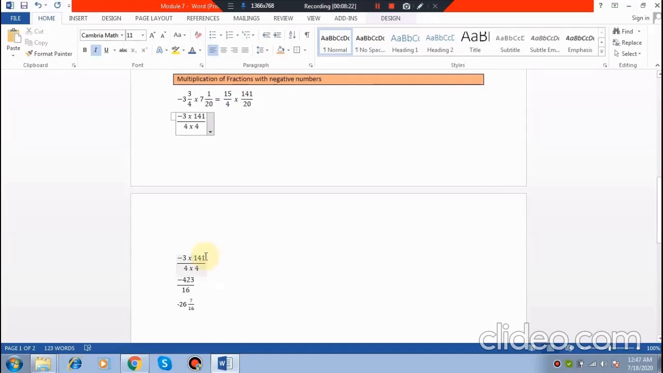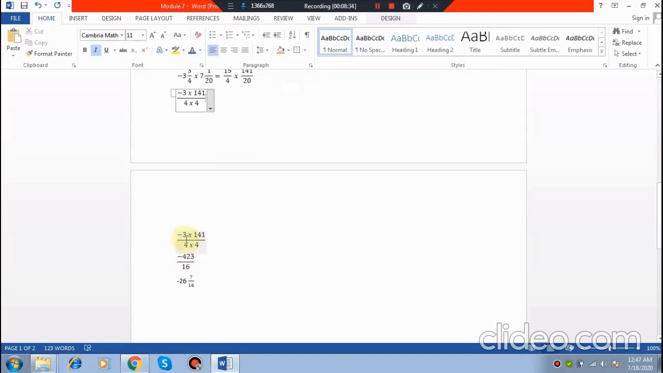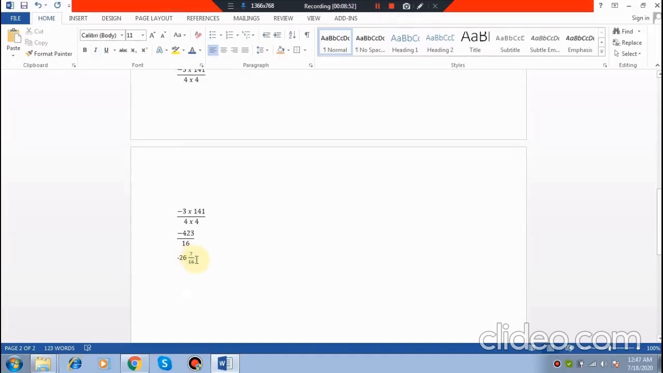Now we're going to this stage where we multiply the numerators and the denominators, right? So 3 times 141 gives you 423 over 4 times 4, which is 16. Now we need to simplify that. Yes, now we're converting it into a mixed fraction. So our answer will be minus 26 and 7 over 16.